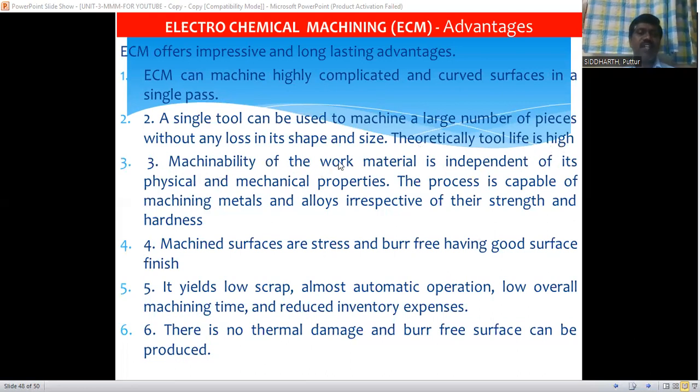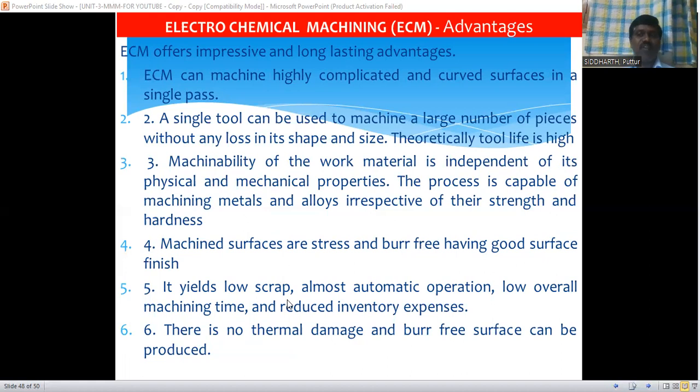The machinability of the work material is independent of its physical and mechanical properties. So irrespective of their properties, any complicated profile can be machined. And the process is capable of machining metals and alloys irrespective of their strength and hardness. Even if it is a high strength material, even if it has very high hardness, if it is a conductive material, yes, you can create any complicated profile on those components. The machined surfaces are stress and burr free, having good surface finish. This is one more advantage of the components produced by the electrochemical machining process. No stress will be induced in those components and no burrs will be formed, and they also have very good surface finish.